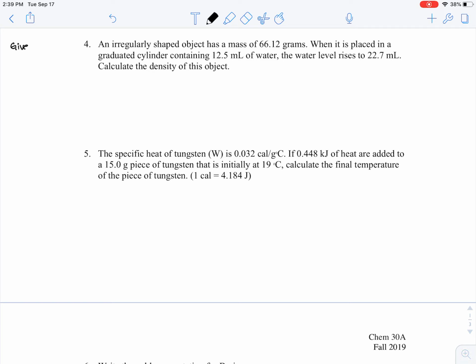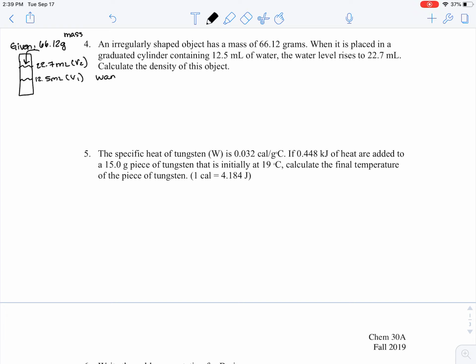So you're given mass, 66.12 grams. This is your mass. Then you're also given a volume, and it's told that there's 12.5 milliliters in this graduated cylinder. So let's say it's like this, and you have 12.5 milliliters at first. So that's your first volume. Then you place that metal into the water, and it rises to 22.7 milliliters. So that's your volume 2.